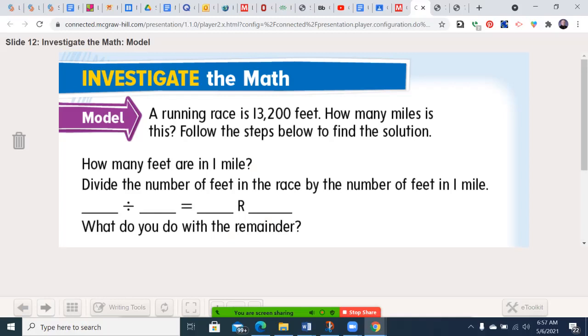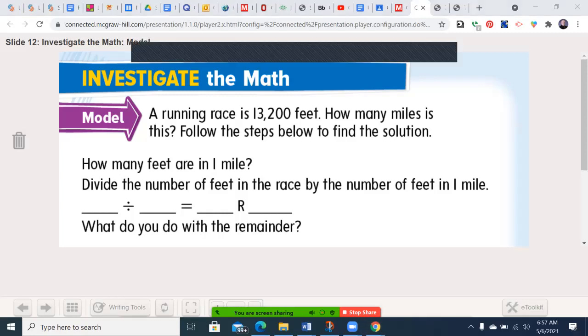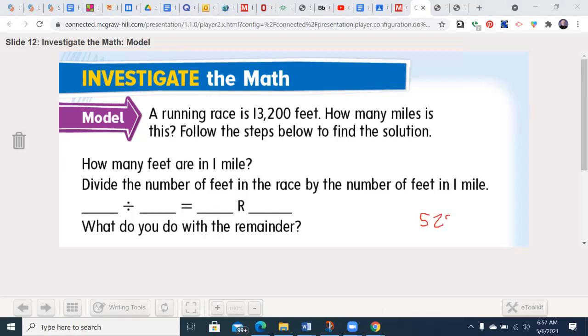All right, a running race is 13,200 feet. How many miles is this? Follow the steps below to find the solution. So first, I know that there are 5,280 feet in a mile. I know that I'm going to need at least 2 miles here, because I just used in my head 5,200 and 5,200 is 10,400. 3 would go too much. So if I get my exact measurement of 5,280 times 2, 6, carry the 1, 5, which is 10,560.